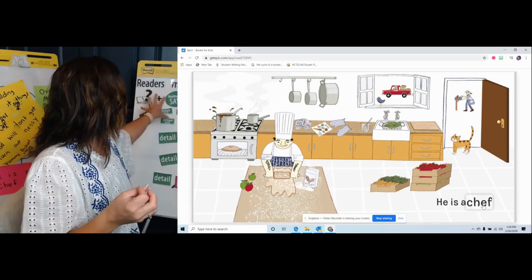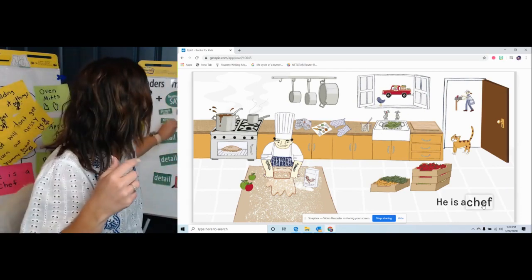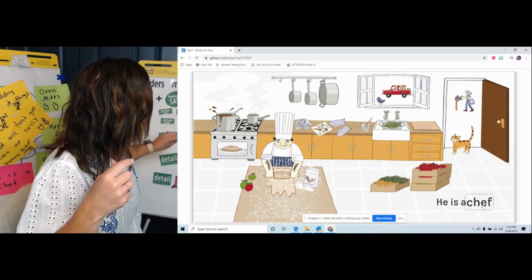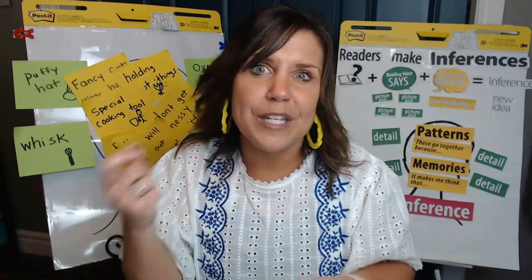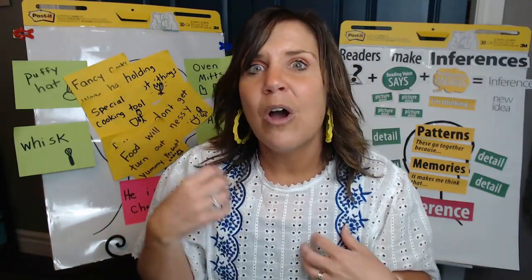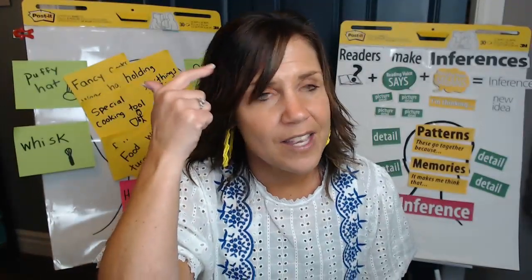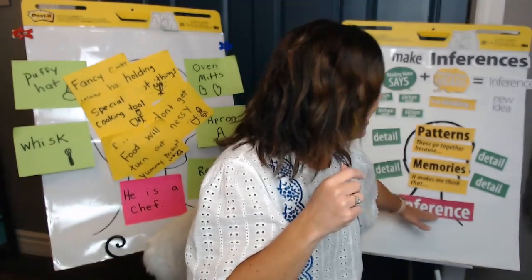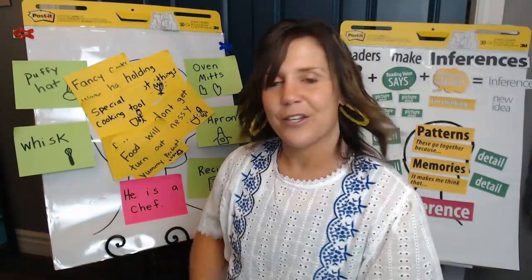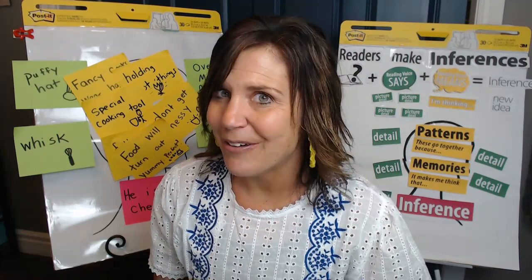They take all the clues, things that the words say, and the details of what the words say and the pictures say, and then they think about it. And I had used a whisk before, or an apron before, or a recipe. And so I put all of those thoughts with all those details, and I came up with a brand new thought or inference. You guys want to try it now? I bet you can do it.